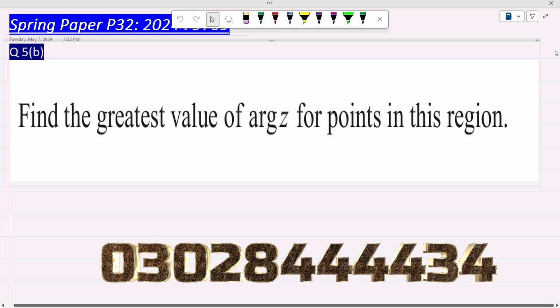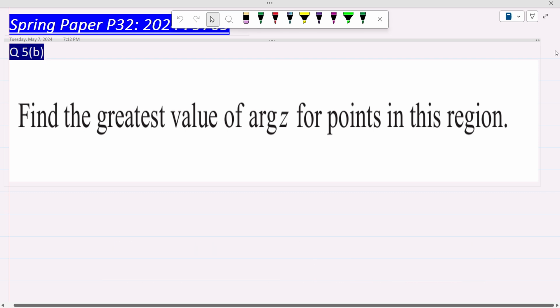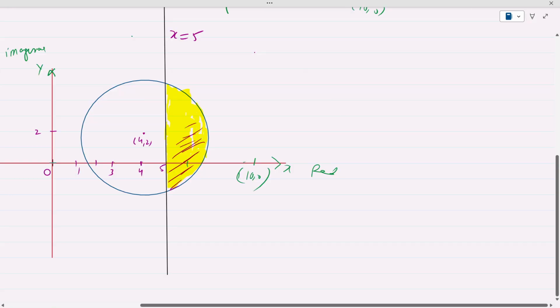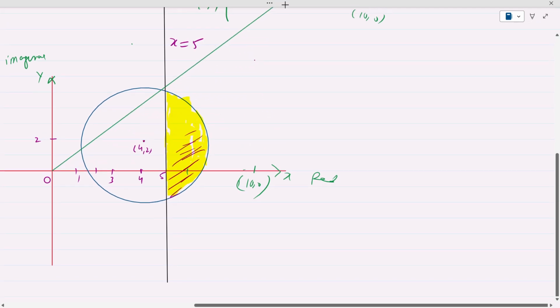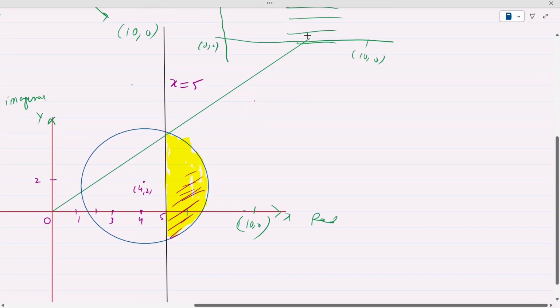Question number 5, B part: find the greatest value of the argument of z. Argument of z is the angle measured from the origin for points in the region. In the shaded region, when it is connected with O, what would be the greatest possible argument? If we had to find the least argument, it would be somewhere else, but as we have to find the greatest argument, it would be somewhere over here, touching that intersection line. So this is our required angle, the greatest argument.